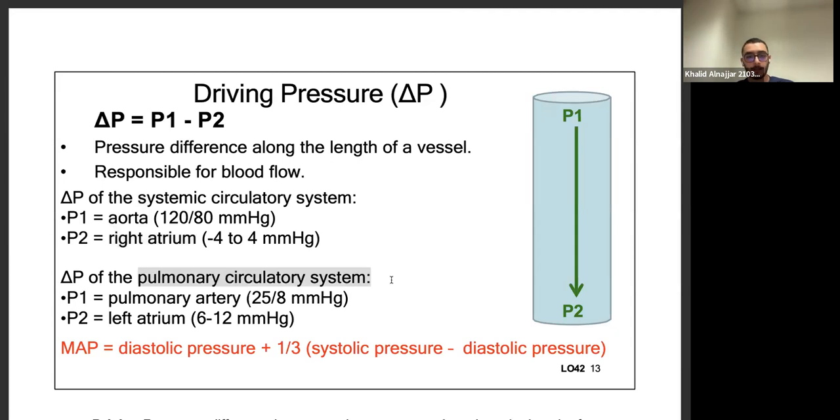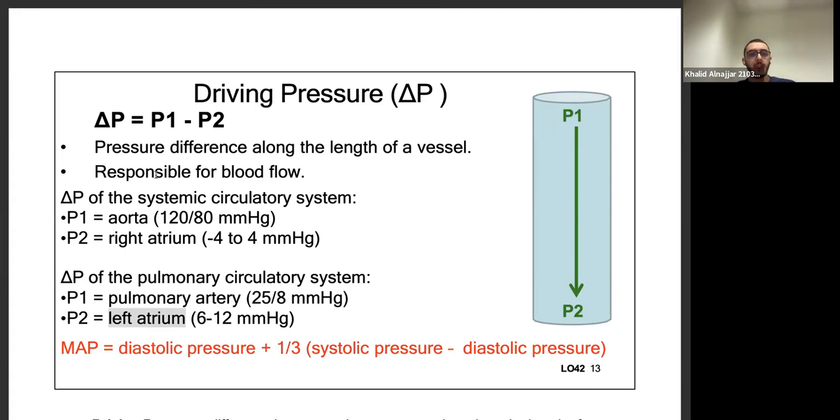Pulmonary circulation. What's the first point of the pulmonary circulation? It's the pulmonary artery. It's the starting point for the blood in the pulmonary circulation. The pulmonary artery takes the blood from the right ventricle into the lungs. So that's the starting point. The final point, or the ending point, is the left atrium. Why? Because the pulmonary vein takes the fresh blood from the lungs and pumps it to the left atrium. So that's the final point.